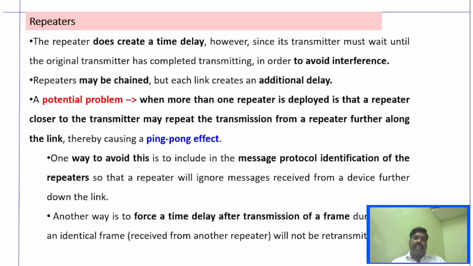And this can be avoided by using message protocol identification of the repeater so that the repeater will ignore the message if it is received from the same device. And similarly, another way is to force a time delay after transmission of a frame, right? But this problem happens whenever there is a coverage issue between the repeaters. If two repeaters have interfering coverage areas, then this ping pong effect will be much more, right?